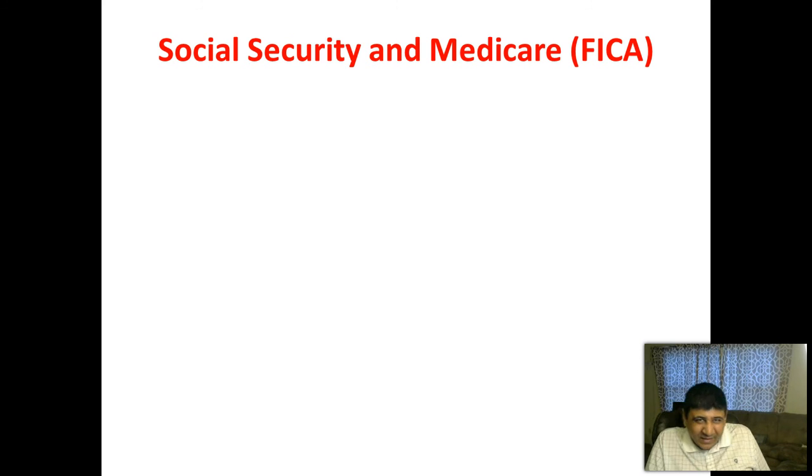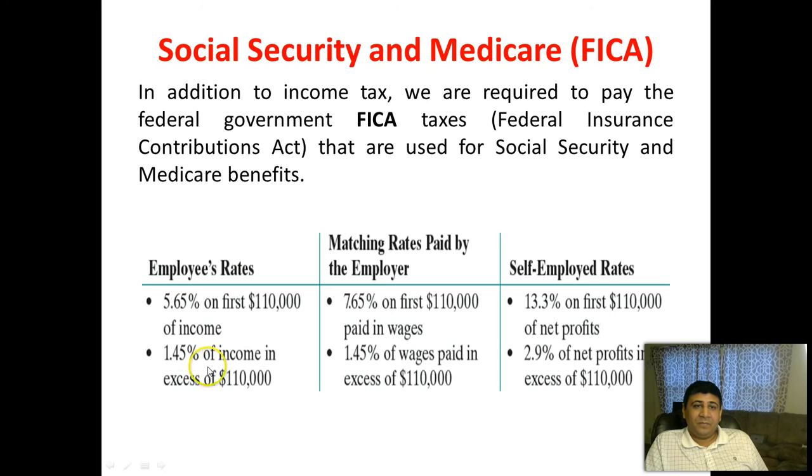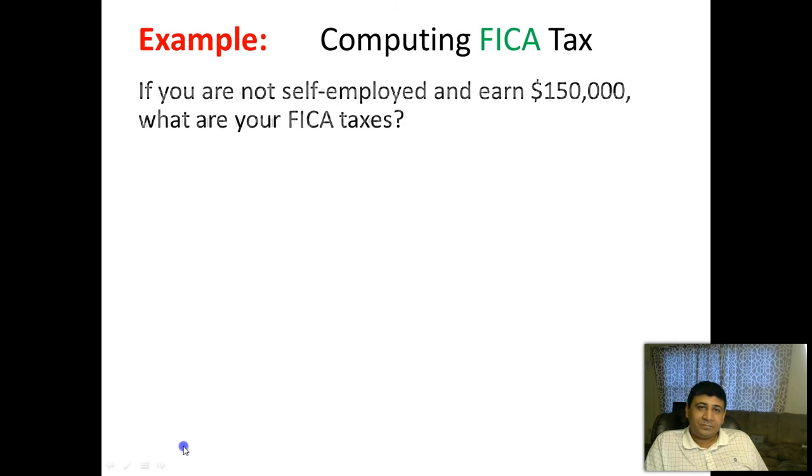Now I think I included one or two questions in your homework regarding Social Security and Medicare. These are calculated using this table here. On your first $110,000, it is 5.65%, and anything you make more than that will be 1.45% of that income. The table is just for your information. Let me look at an example here.